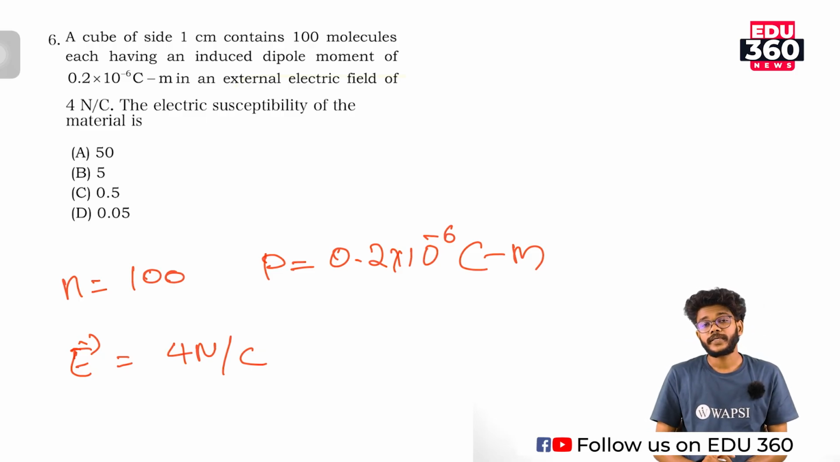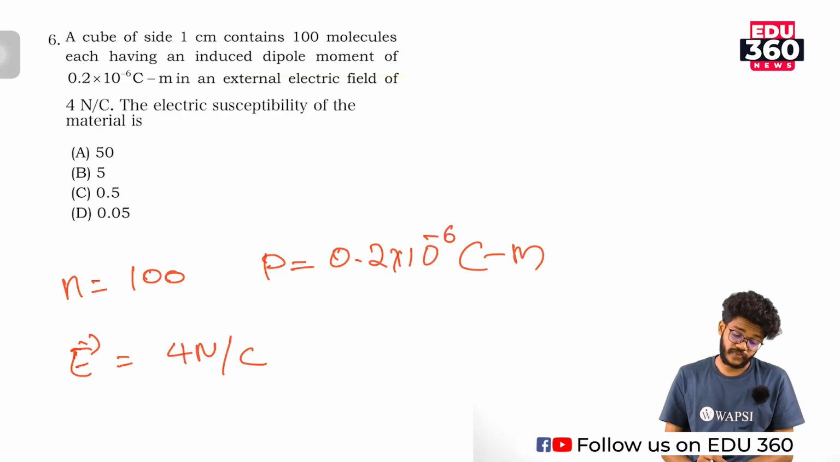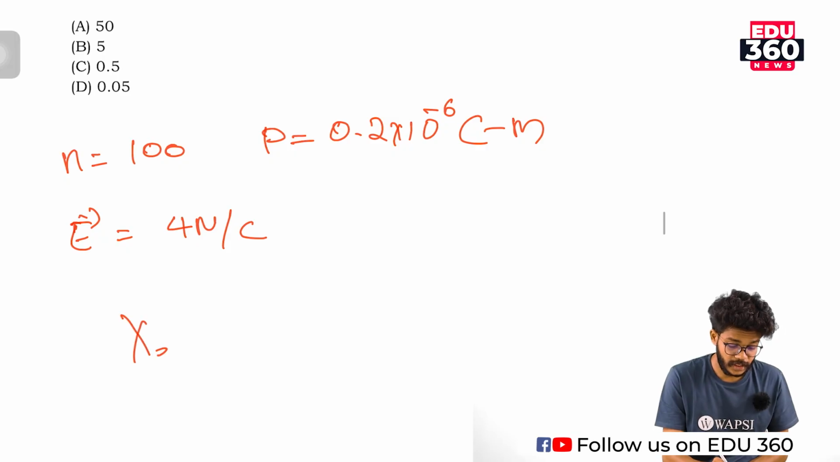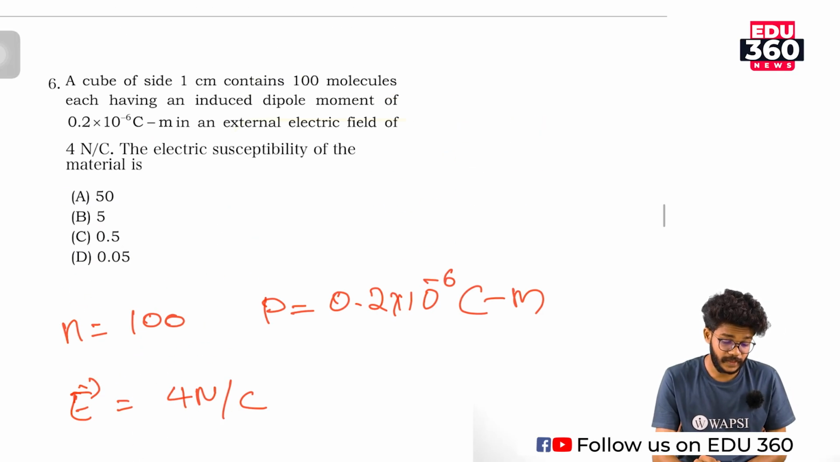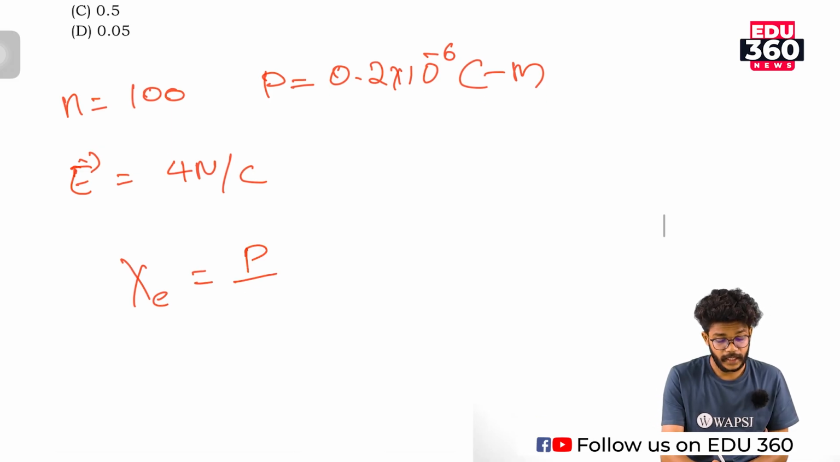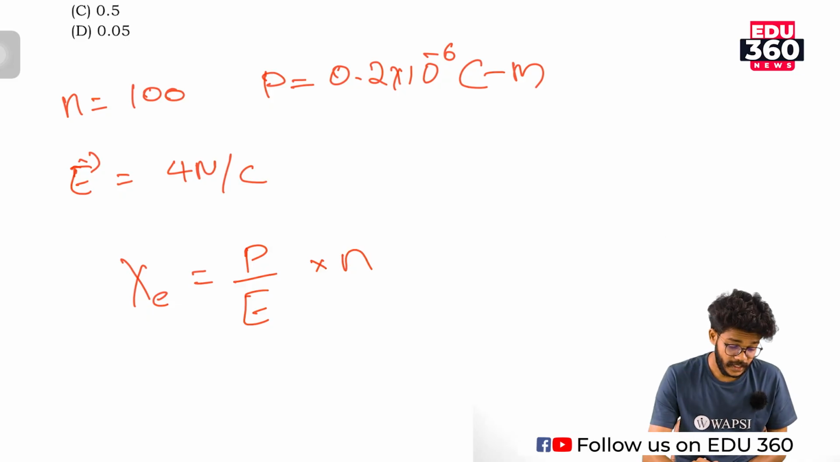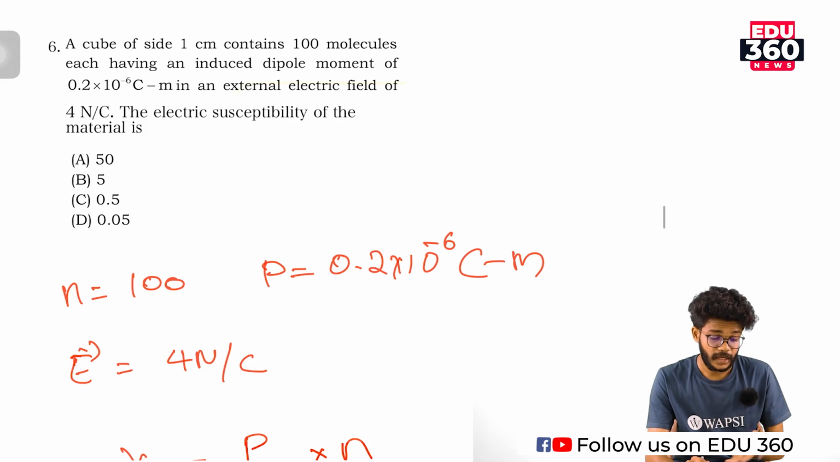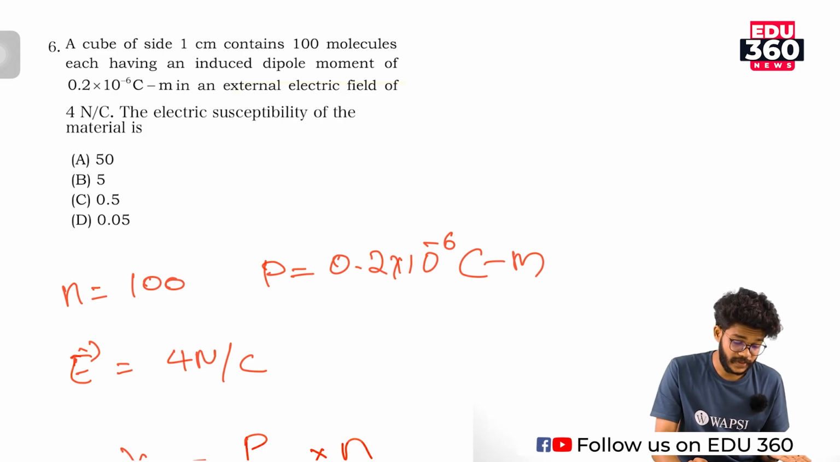So we want to connect the susceptibility with the dipole moment, electric field, and number of molecules. Which equation? Chi, the susceptibility of the material, is equal to P by E into N. So what is N? N is 100 molecules. We don't want any kind of volume.